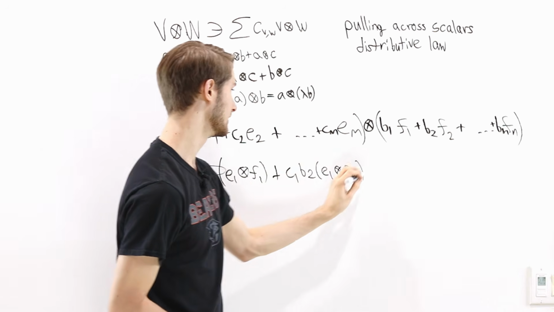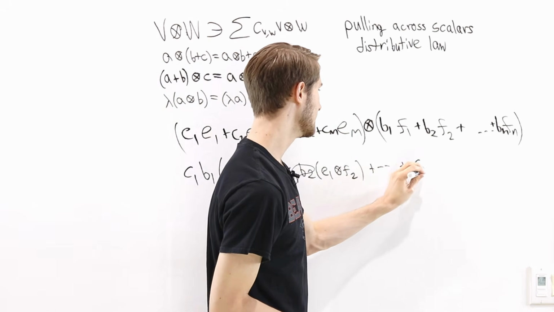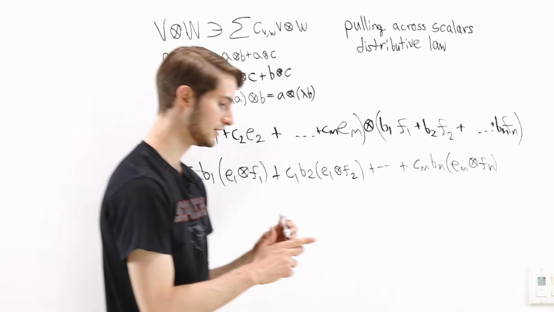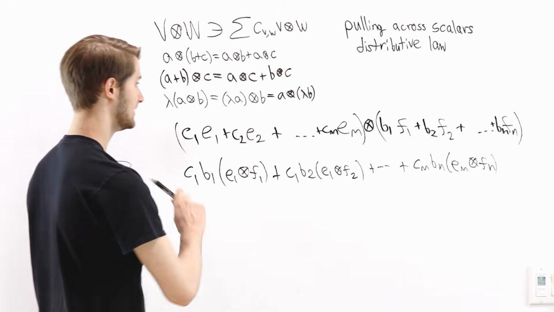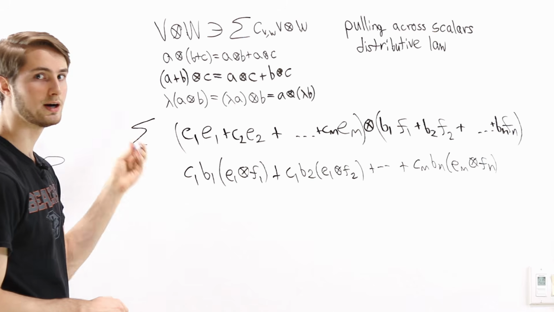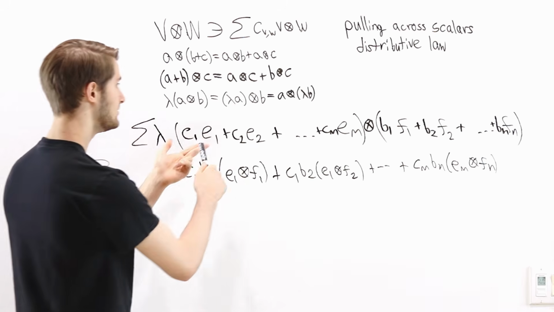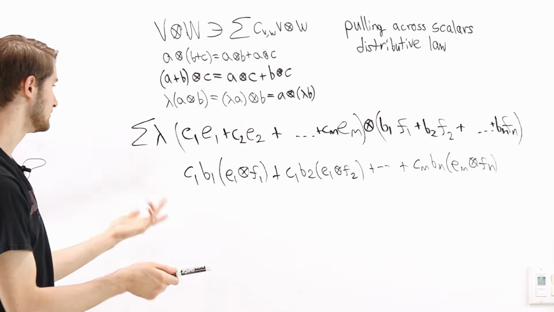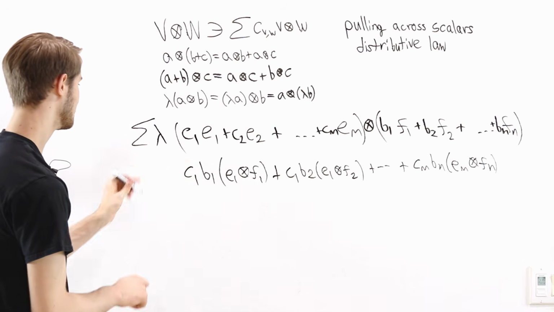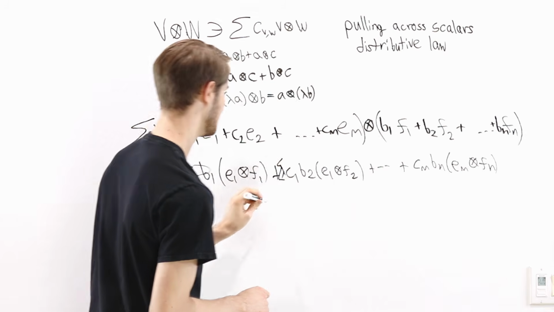And we would go on and on and on, plus dot dot dot, and then all the way to the final term in that expansion, c_m b_n times e_m tensor f_n. So every single pure tensor can be written like this. And even if we take an arbitrary linear combination with some lambda scalars on the outside times these pure tensors, it's just going to look the exact same, except in front of each of these pure tensors, it's going to look like sum of lambda plus sum of lambda, and so on.